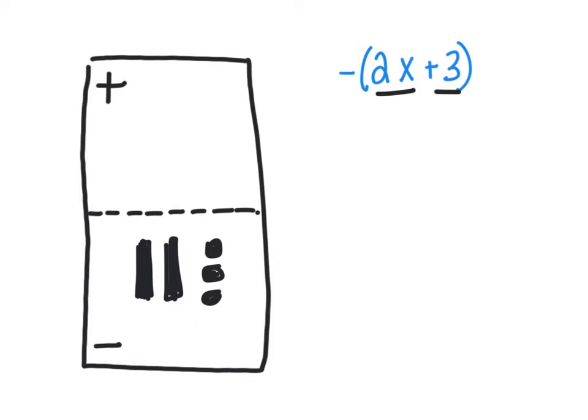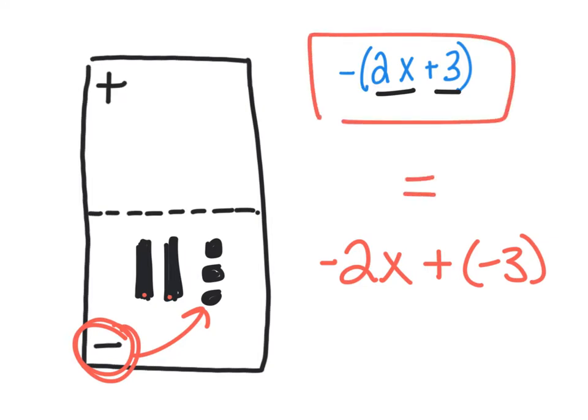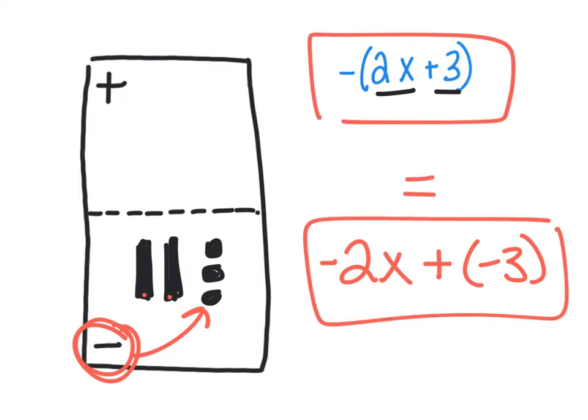When I go to simplify this, I'm thinking to myself, well, I've got a -2x, or the opposite of 2x, plus I've also got a -3. This expression up here is equivalent to this expression down below. And what happened is we actually distributed this negative to both of the terms inside our parentheses.